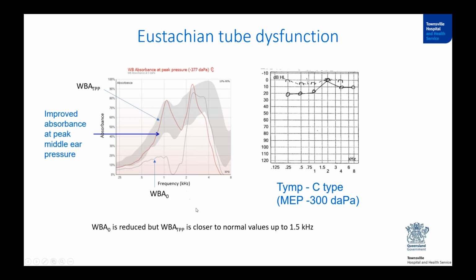So when there's eustachian tube dysfunction and you pressurize the ear, and then you equate it at the middle ear pressure and measure the absorbance at the middle ear pressure, it shows improvement. So that's one hallmark of eustachian tube dysfunction: the improvement in absorbance at TPP compared to the ambient pressure.